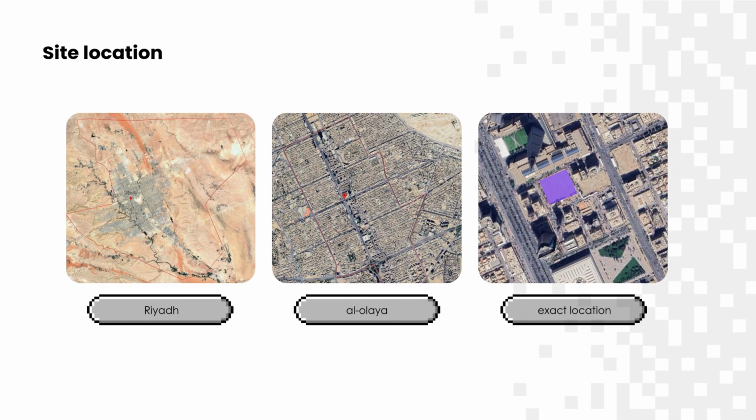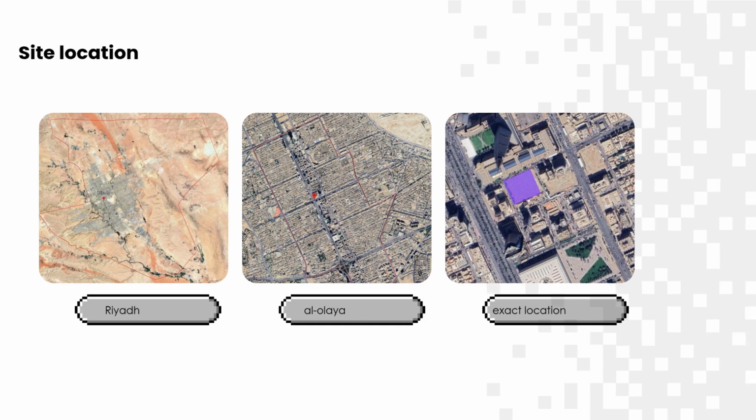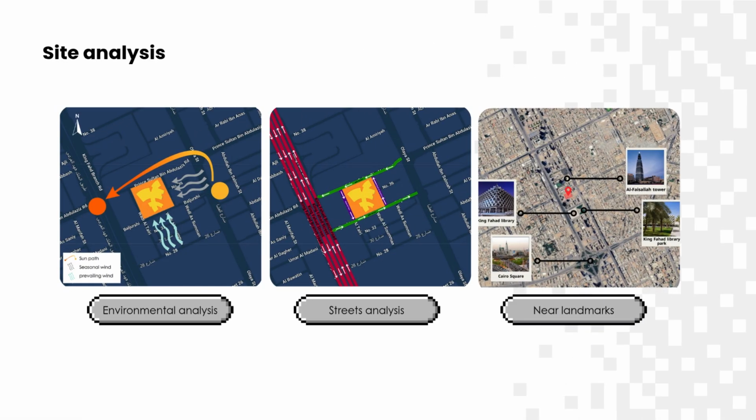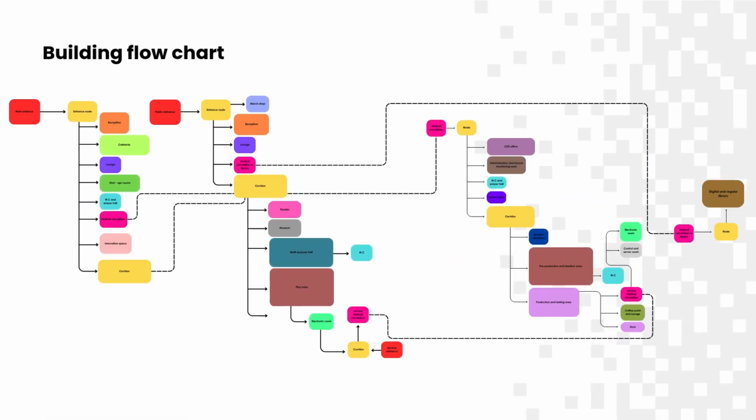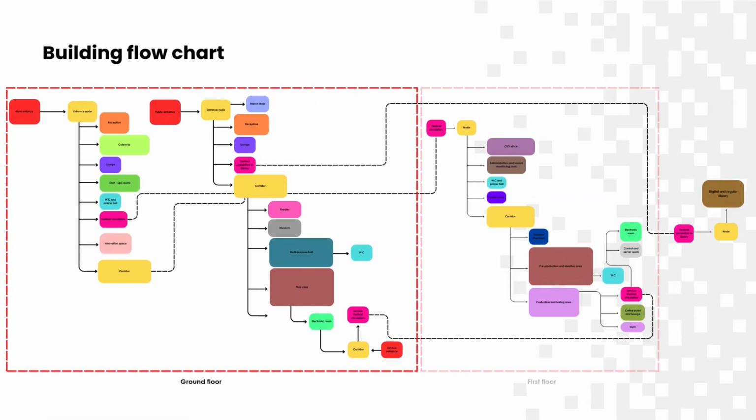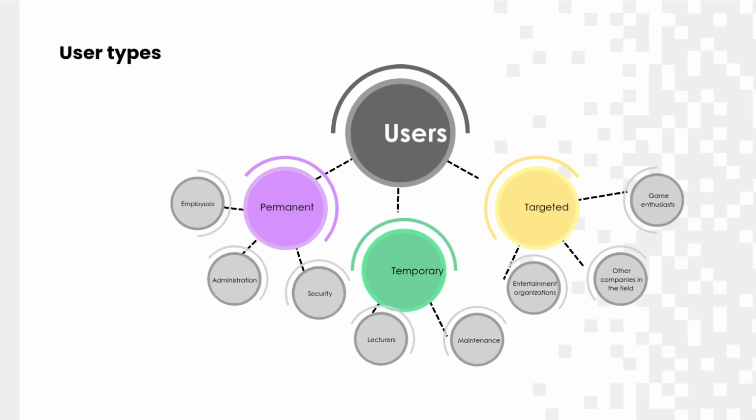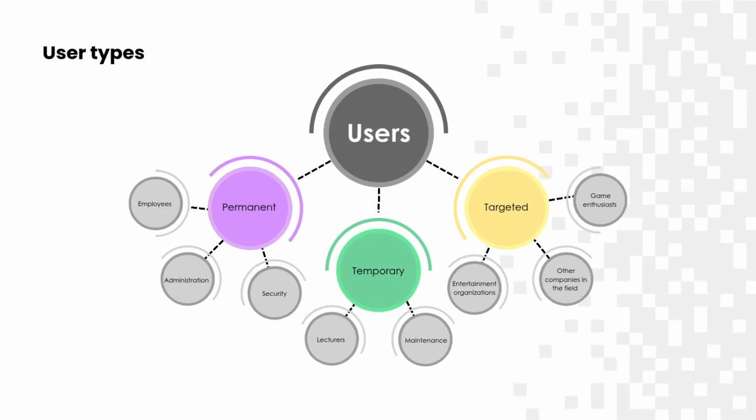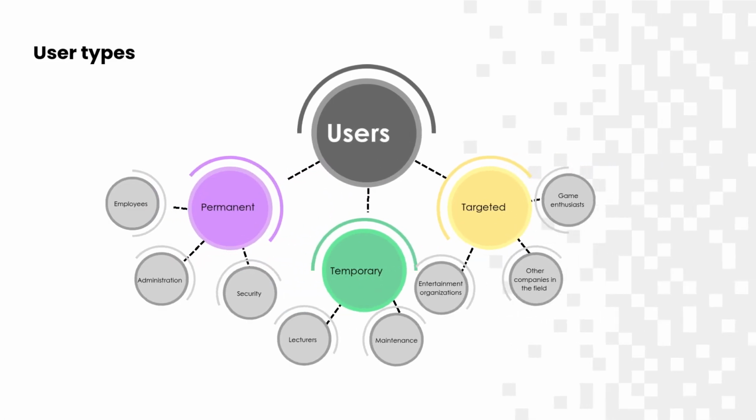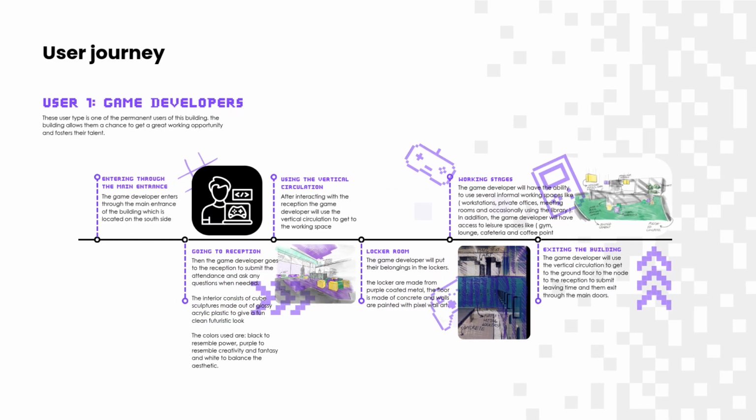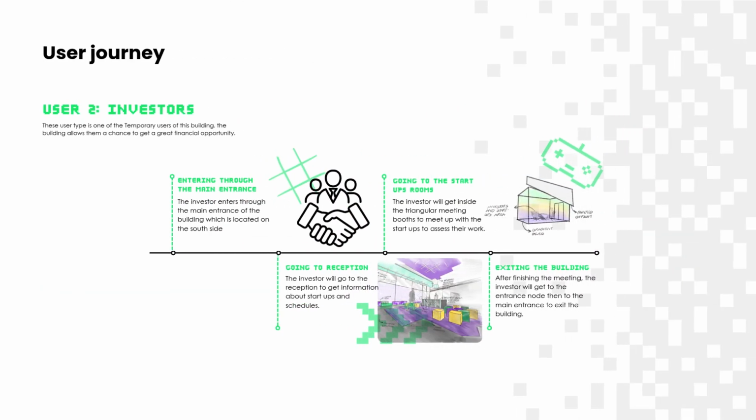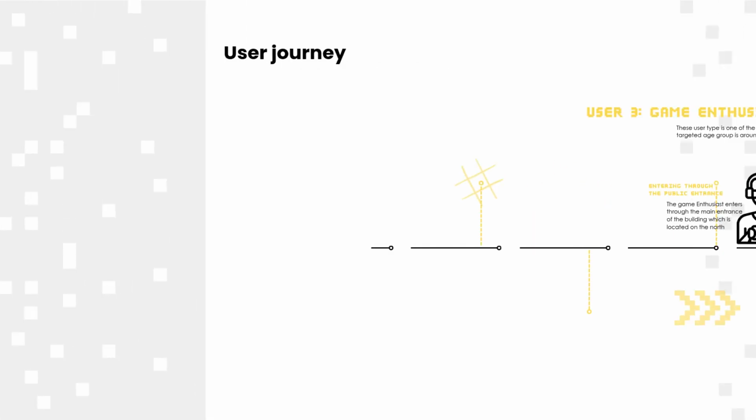The site is located in Al Ulayya in Riyadh, specifically facing the Al Faisaliya Tower. This diagram shows the environmental impact on the site, the surrounding streets, and the nearby landmarks. The following diagram shows the flow of zones and vertical circulation in the ground, first, and second floor. This diagram shows the permanent, temporary, and targeted users of the project. These flowcharts depict the journey of three different users in the building, including the used zones and interior aesthetic.